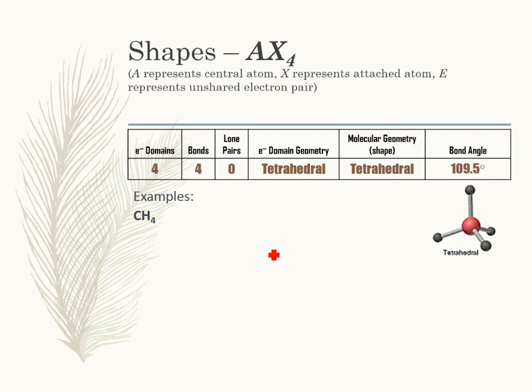AX4, this is the methane example, tetrahedral. We have, in this case, again, 8 electrons.